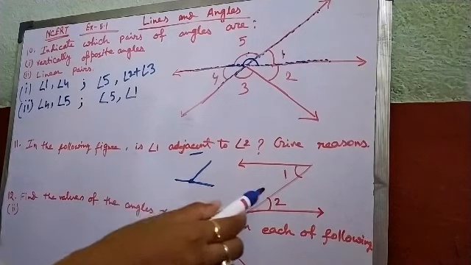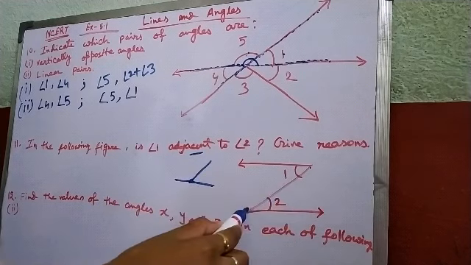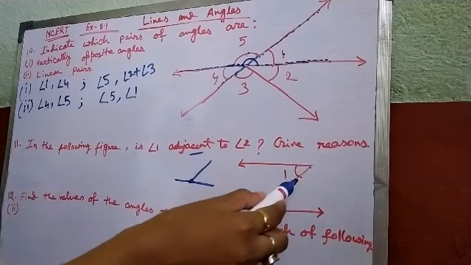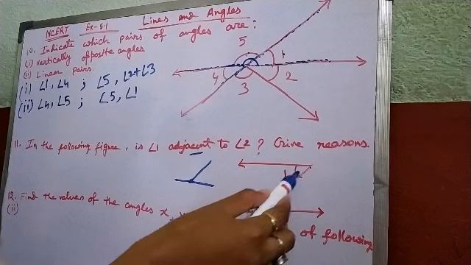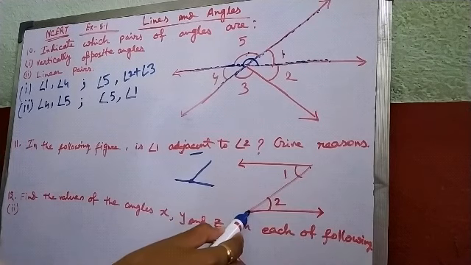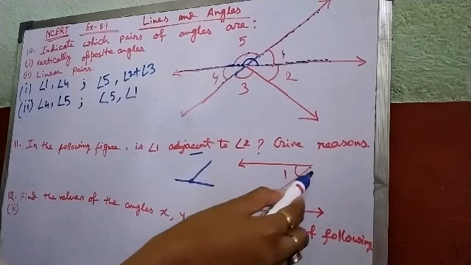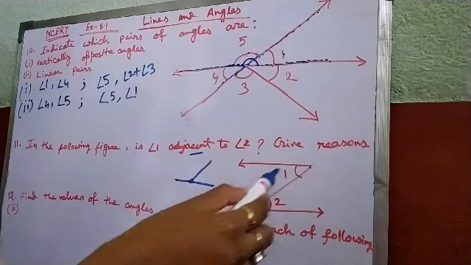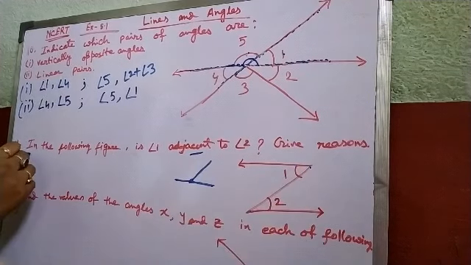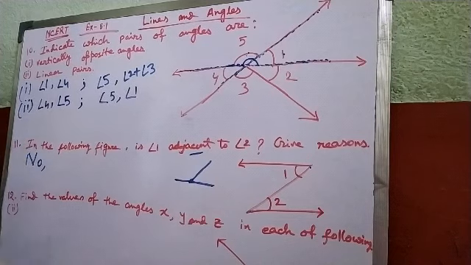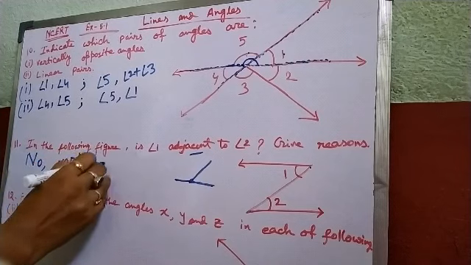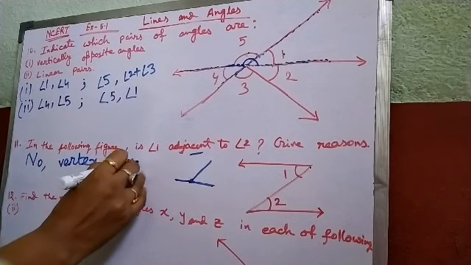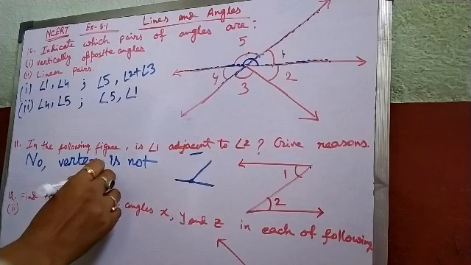So here angle 1 and angle 2 are formed at different vertices. For angle 2 this is the vertex, for angle 1 this is the vertex. That means the answer will be no. The vertex is not common.